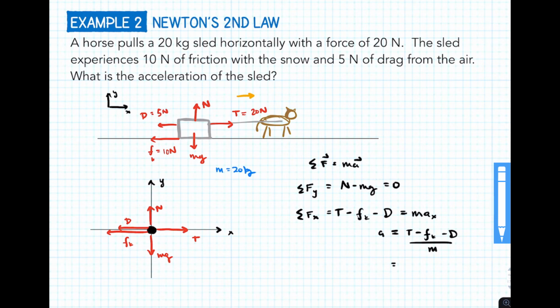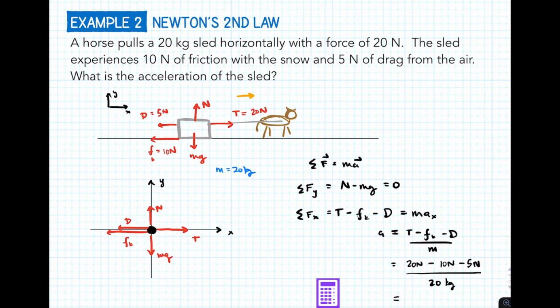We plug in our numbers. That's going to be 20 newtons minus 10 newtons minus 5 newtons all over whatever the mass is, 20 kilograms. So that's going to be 5 divided by 20, which is a quarter. So 1/4 is 0.25 meters per second squared, and that's our acceleration in the x direction. It's going to be in the positive x direction, and that's our answer.